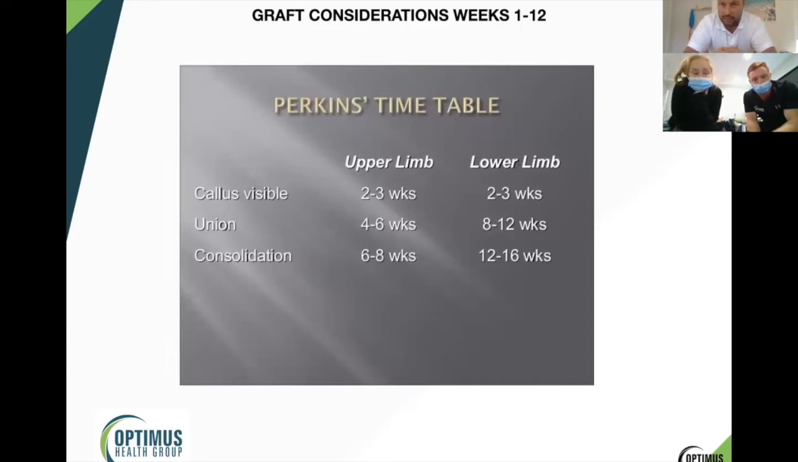And again, you can see Perkins's timetable about lower limb union is at 8 to 12 weeks. And that's the estimate. Consolidation, we're only at 12 to 16 weeks. So for all of weeks 1 to 12, we have to consider that the patella is a fracture, the tibia is fractured, and the femur is fractured as well.